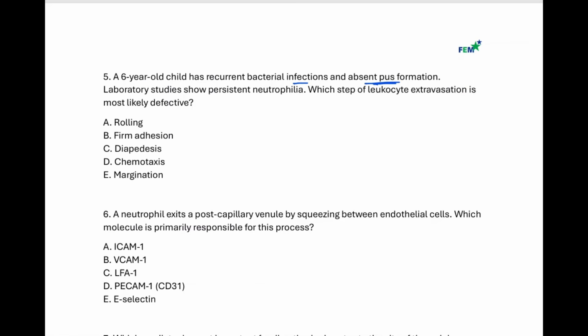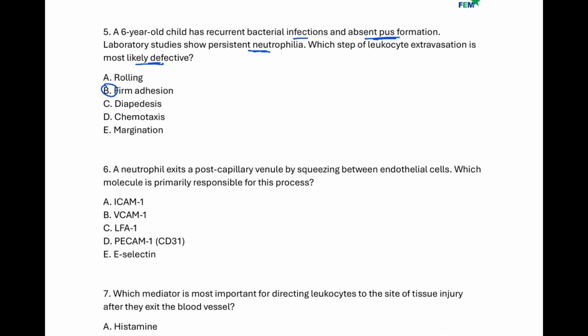Next, a 6-year-old girl has recurrent bacterial infection, and look, there's an absence of pus, even though despite the bacterial infection there's no pus at the site of the infection. And when we do our labs, there is a persistent neutrophilia. So this tells me there's a problem with what? This patient likely has what? Leukocyte adhesion deficiency. Which step of leukocyte extravasation is most likely defective? Down to the what? Firm adhesion. So this is a problem with adhesion deficiency.